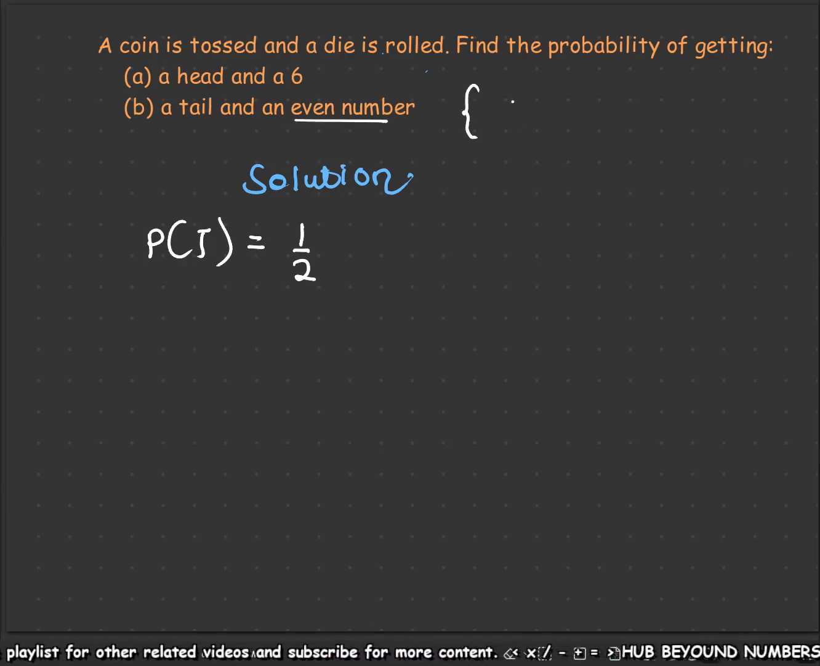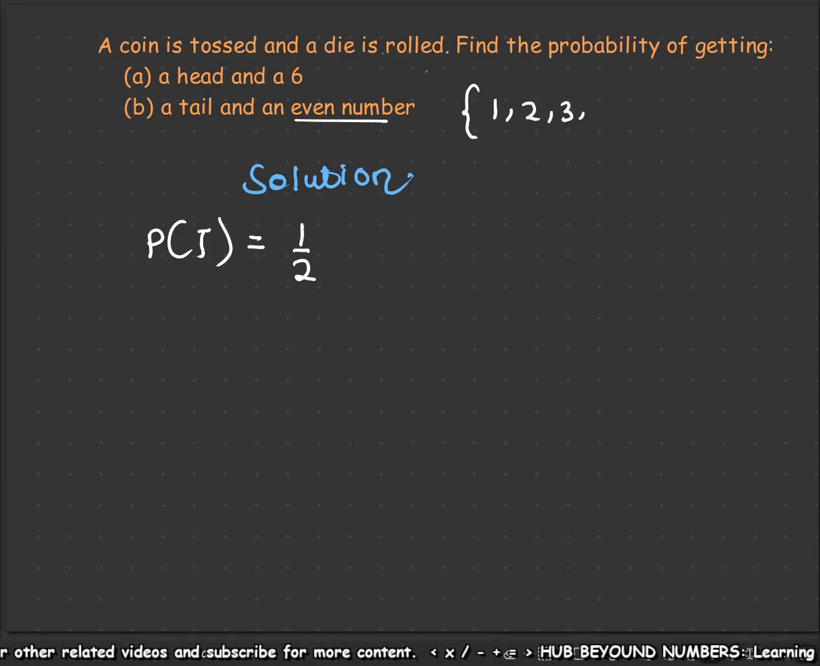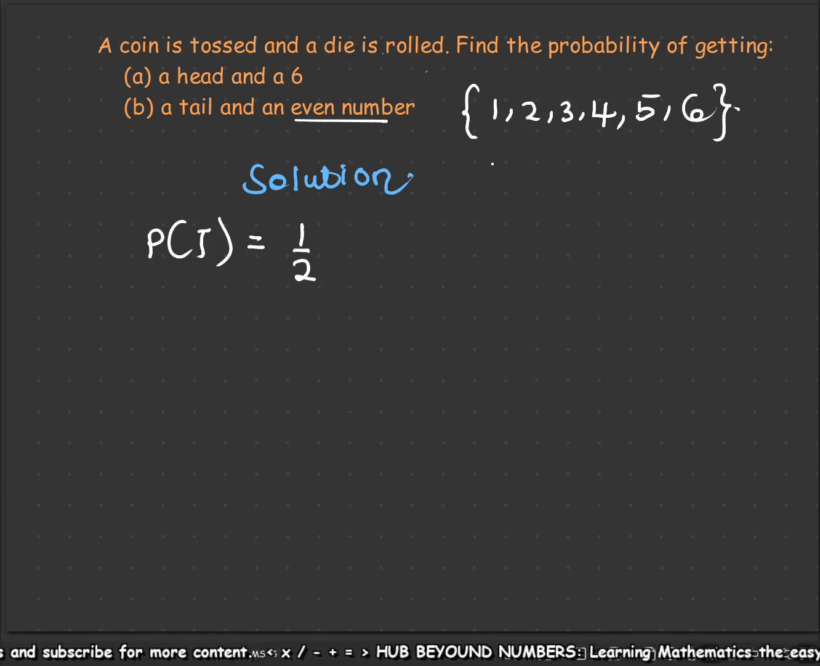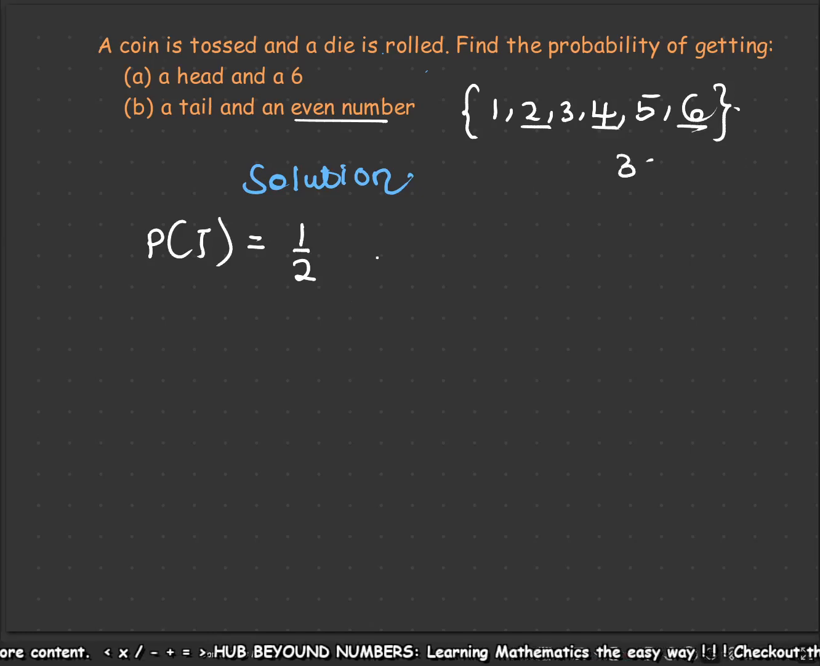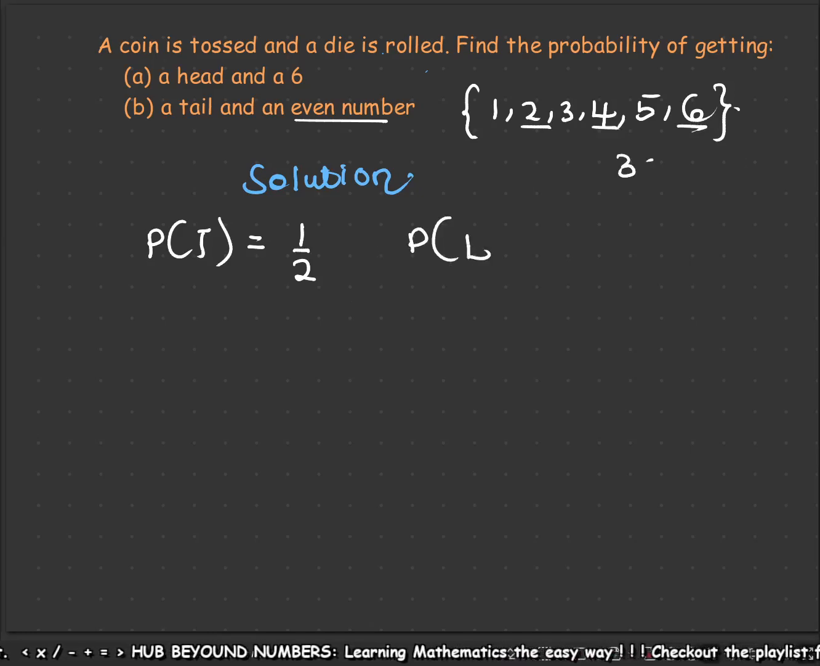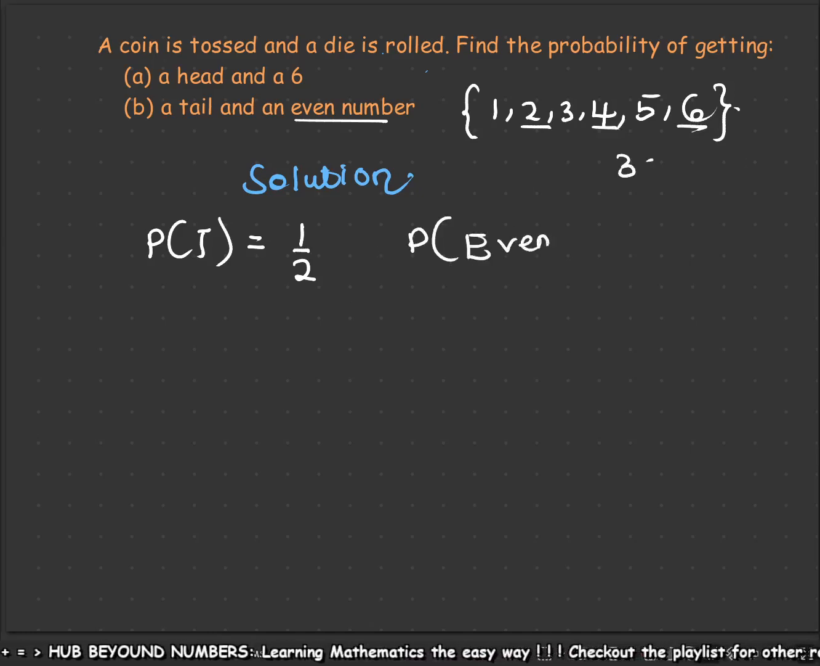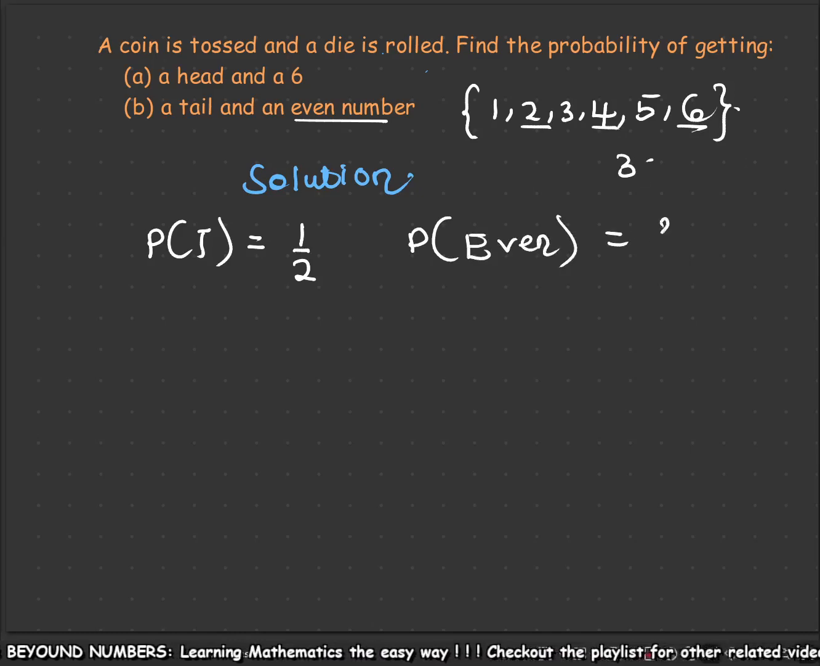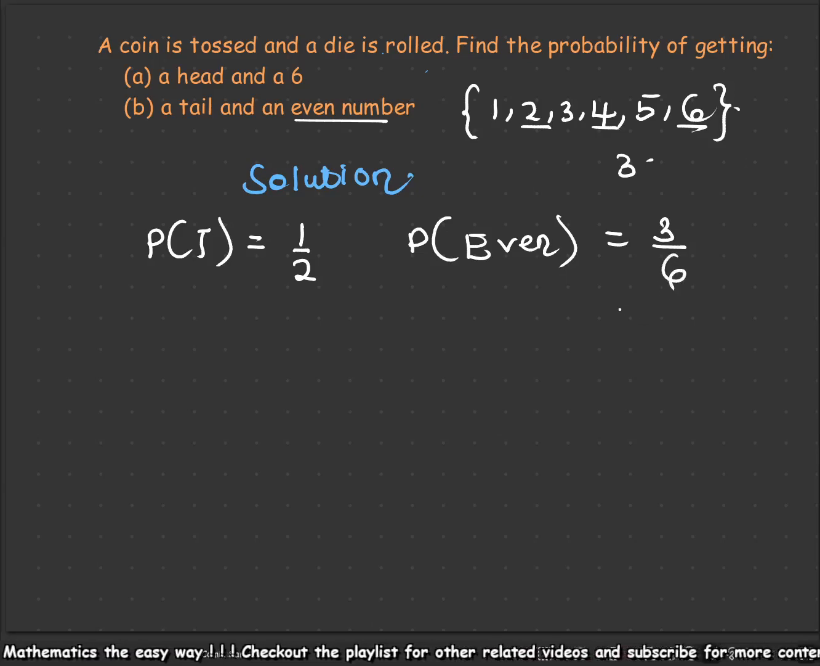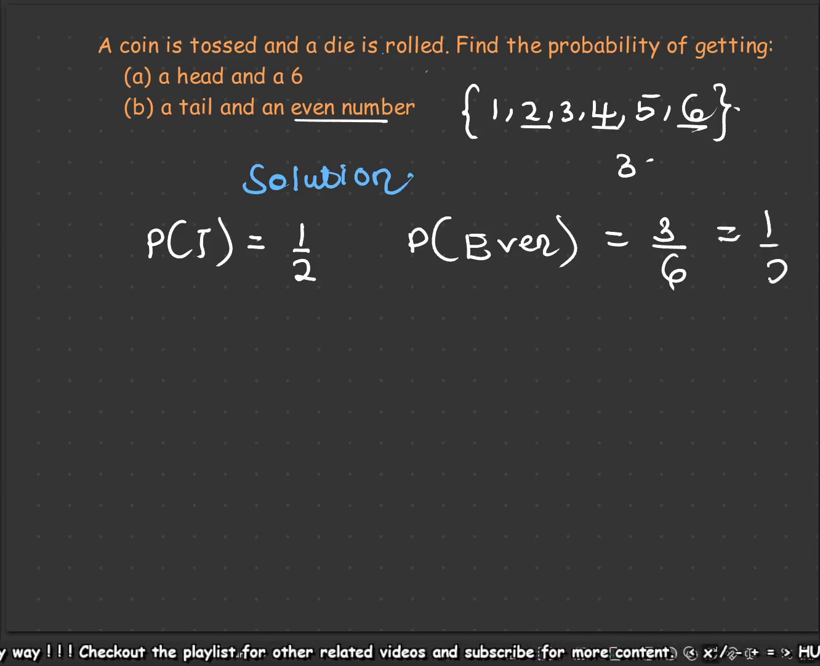Remember the sample space of a die: 1, 2, 3, 4, 5, and then what? 6. And how many even numbers do you have there? 2, 4, and then 6. There are 3. So the probability of getting an even number is going to be what? 3 all over the number of elements in this sample space, which is what? 6. You see? Okay. Which can also be written as 1 over 2.